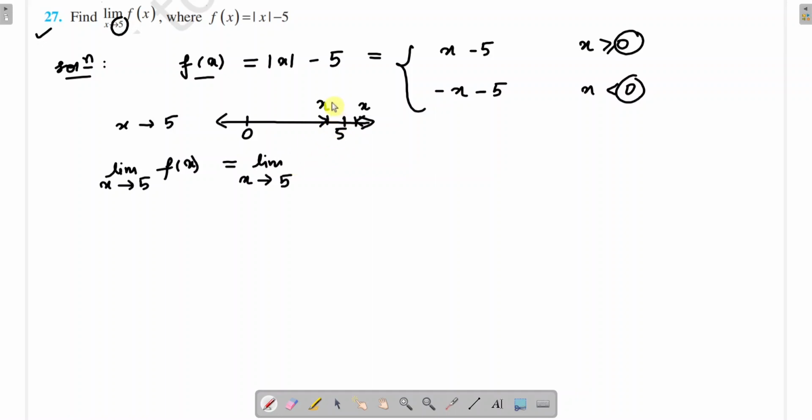So that means definitely this x should be greater than 0. So for x greater than 0, what is the definition? x minus 5. No need to take the other definition. So this will be equal to, and just substitute the point 5. So 5 minus 5, which is 0. So the limit you got is 0. That was problem number 27.